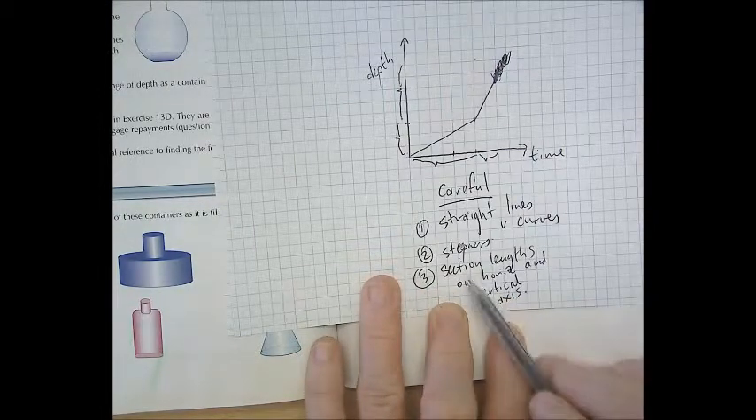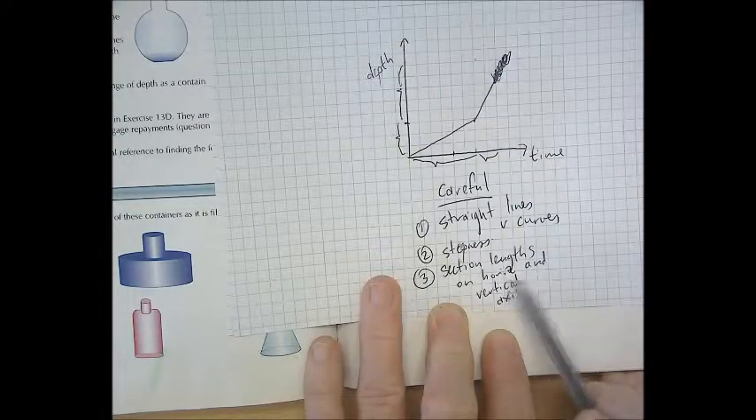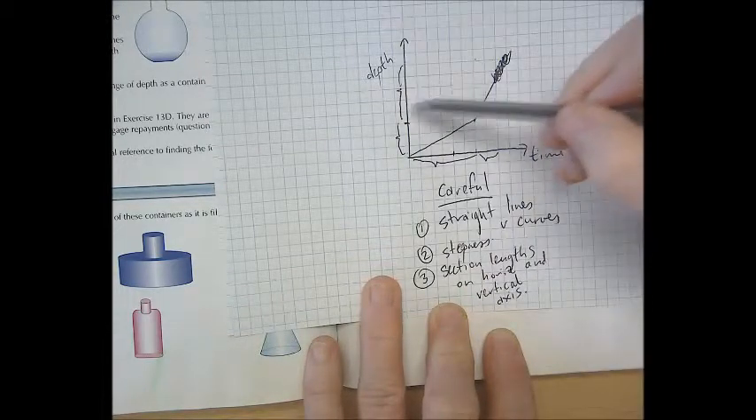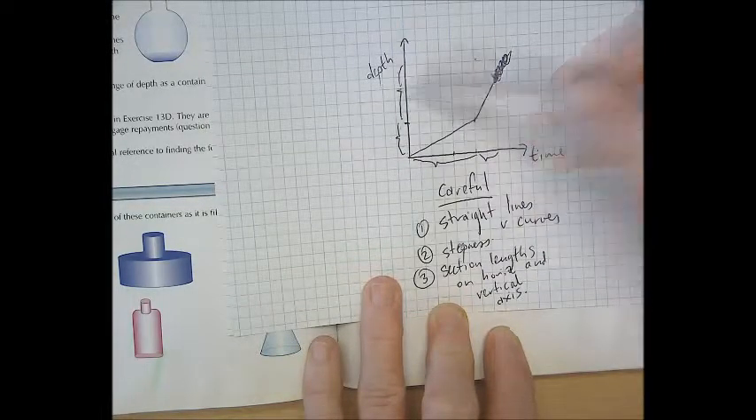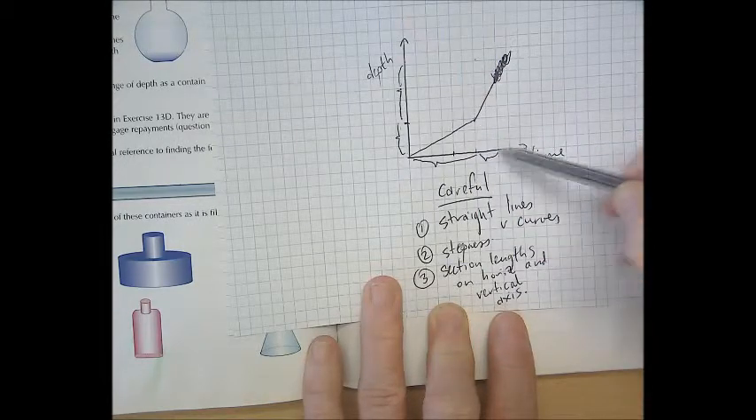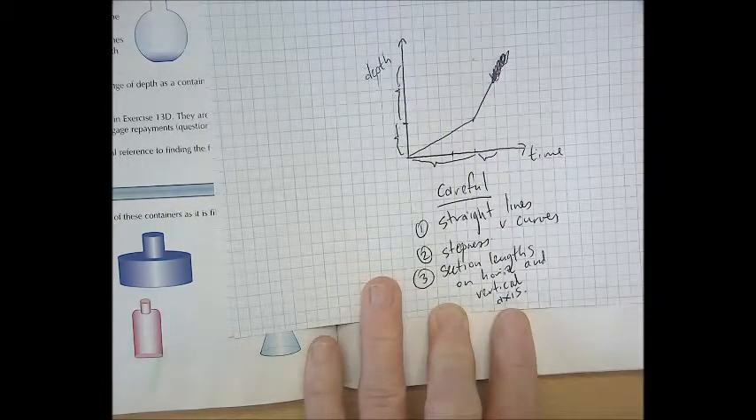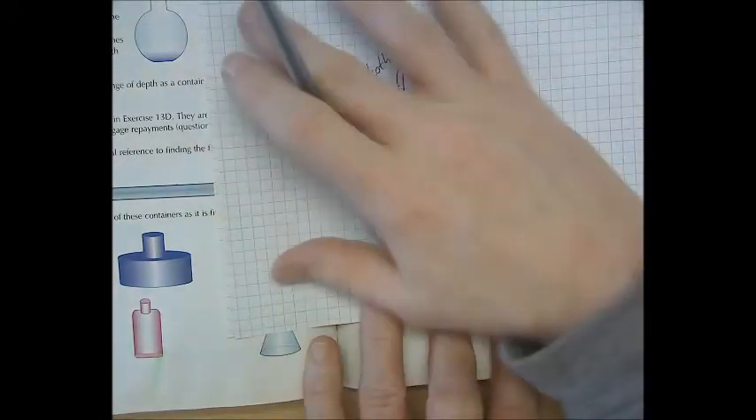That's checking 3. You've got to make sure your section lengths on the horizontal and vertical axis are good. That was supposed to be the same as that. That was supposed to be longer than that, and it is, so it's good now. Now I'll just do one other example, and then I'm going to get you to have a go at some. I'm going to try and do this hard example at the top here.